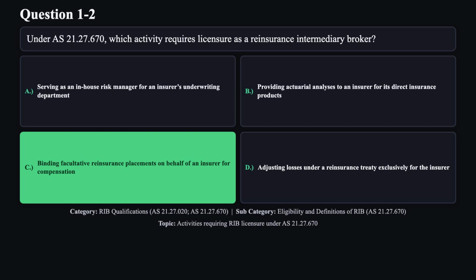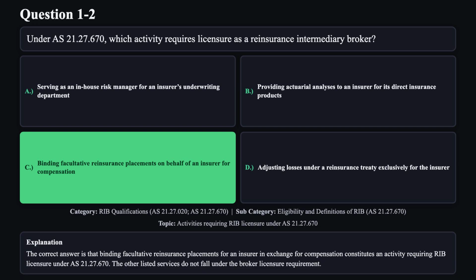The correct answer is C. The correct answer is that binding facultative reinsurance placements for an insurer in exchange for compensation constitutes an activity requiring RIB licensure under AS 21.27.070. The other listed services do not fall under the broker licensure requirement.